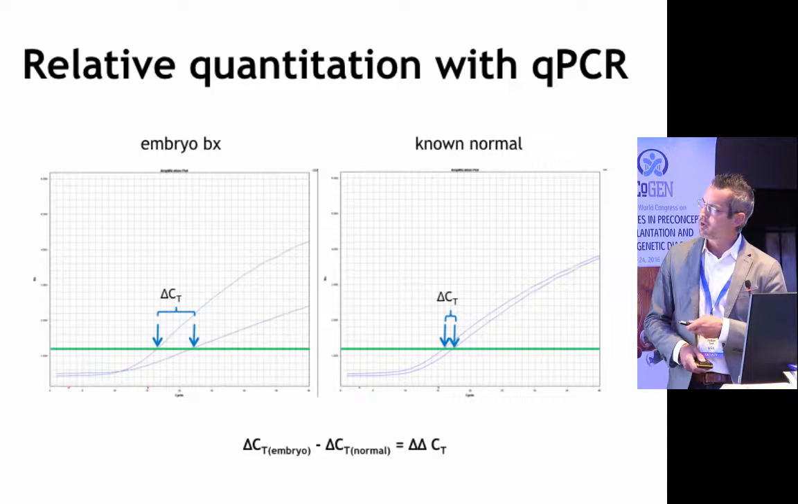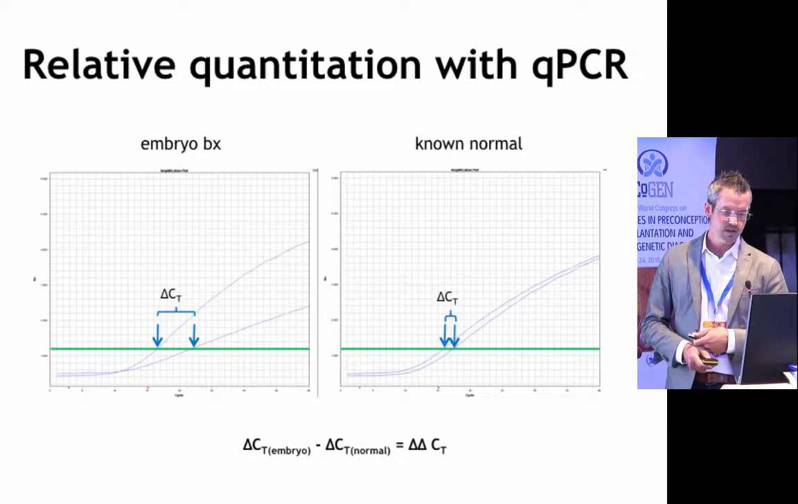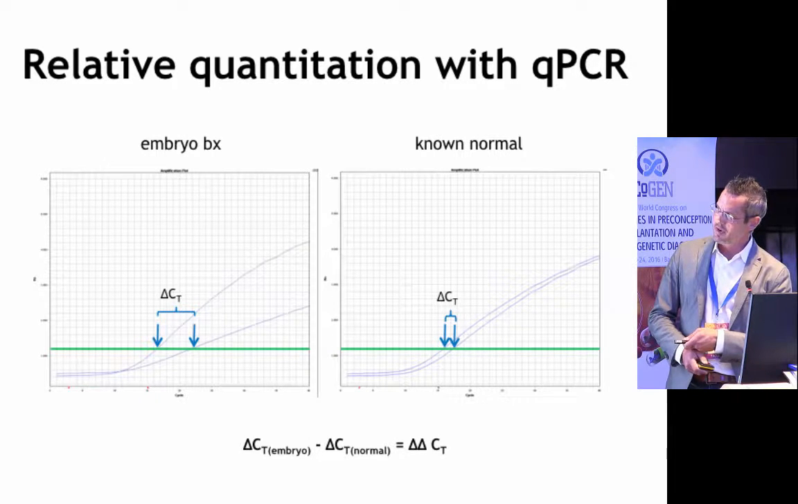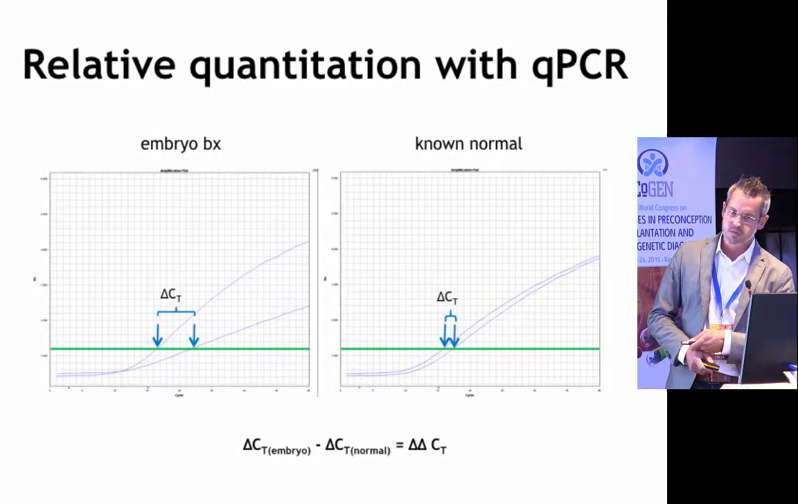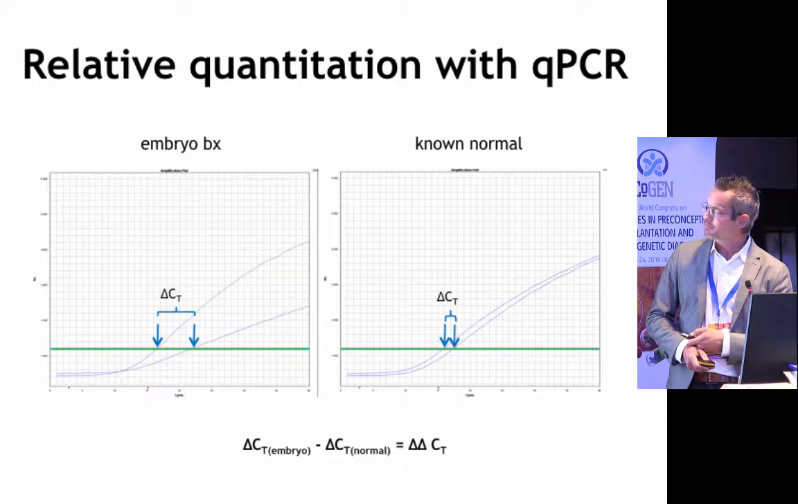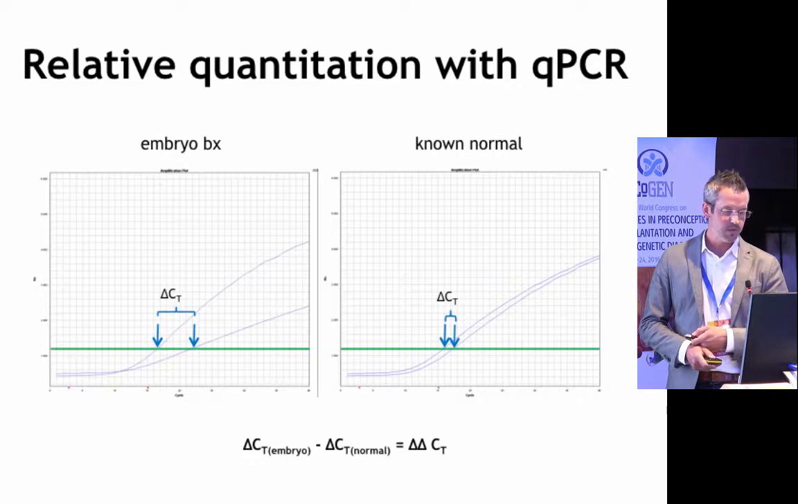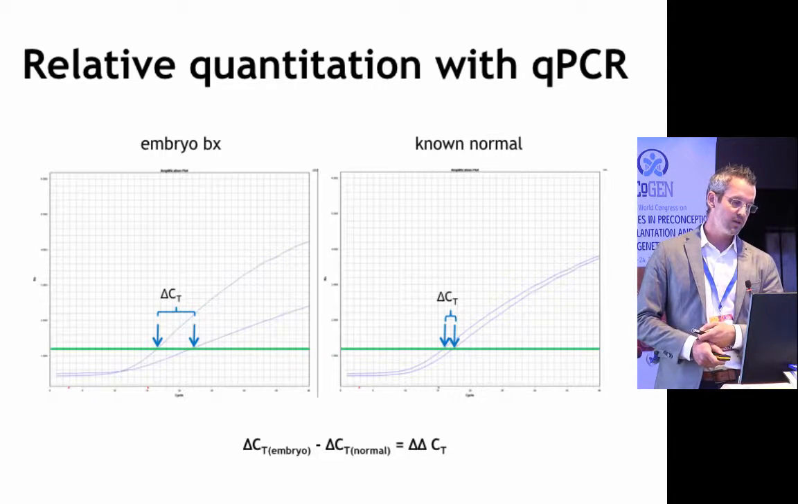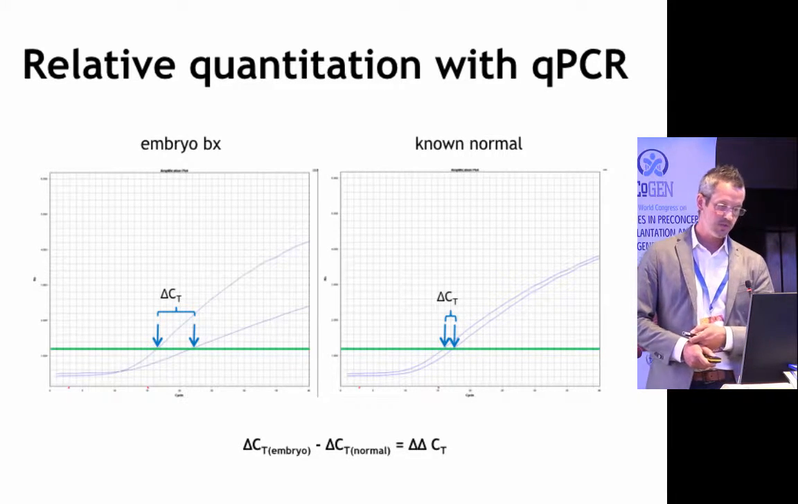You can do that on the embryo biopsy and then run the same assays with a known normal. This is just showing that you get these delta CTs, so you can compare your particular target chromosome to normalization chromosome. And in parallel, you can evaluate known normal samples and then compare these relative quantitation measures to accurately quantify the copy number of each chromosome.